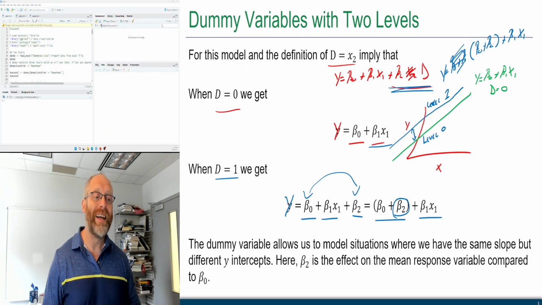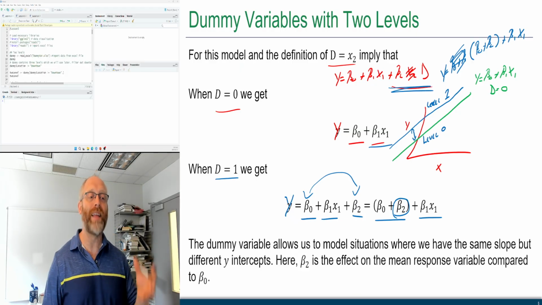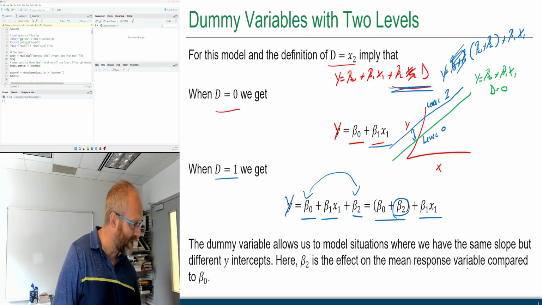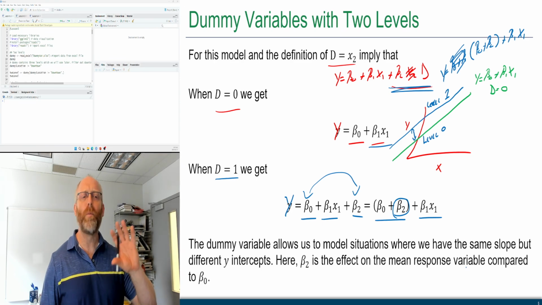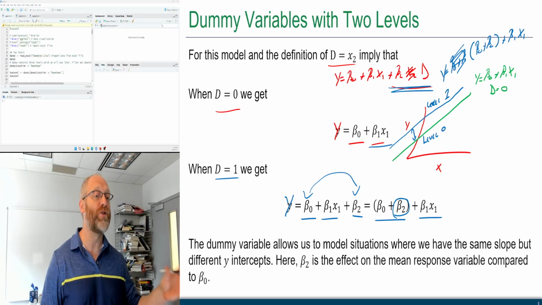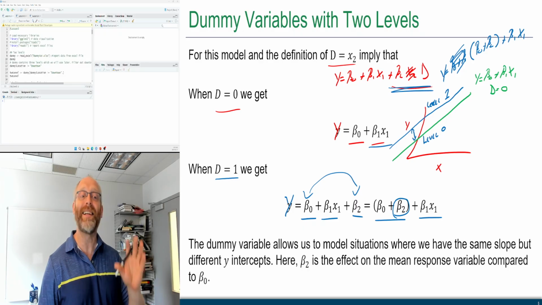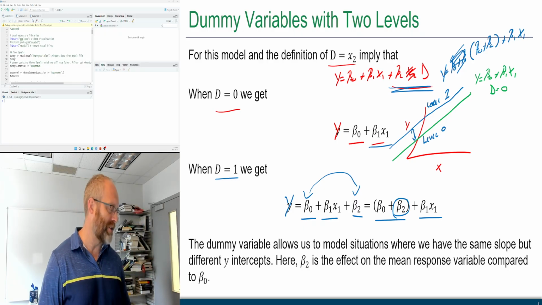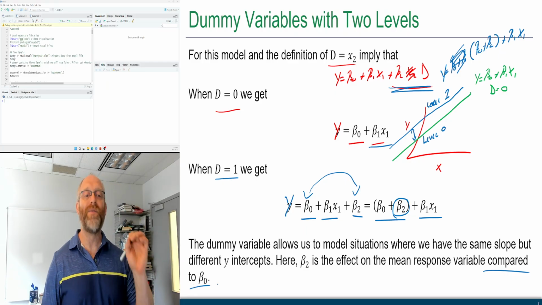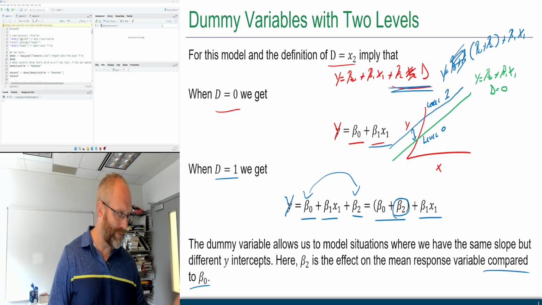So here beta 2 is the effect on the mean response. Again, on average, what are we expecting to happen to y, the response variable, compared to beta naught? This is the key part here. This will be the same if I have 2 levels, 3 levels, or 50 levels. We're always picking a reference point, and in this case we're treating that as the very first level it could take. It doesn't necessarily need to be, but there has to be a reference level, and everything is compared to beta naught, the starting point for the very first reference level.